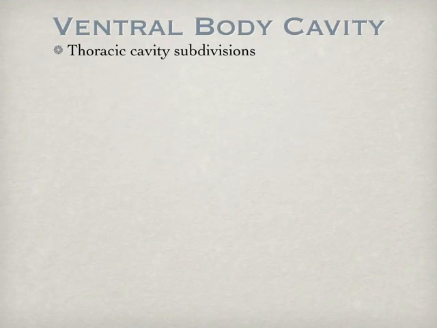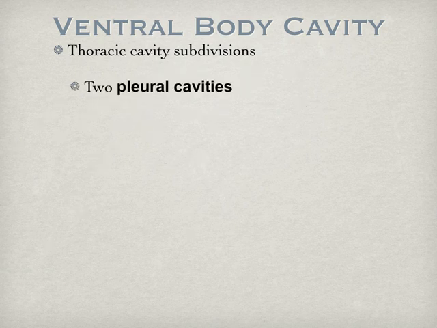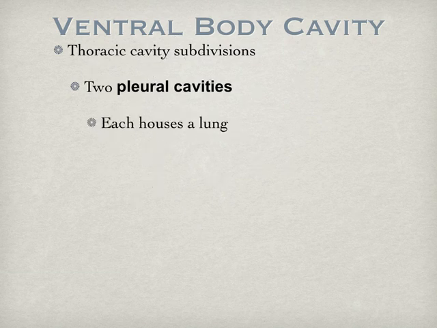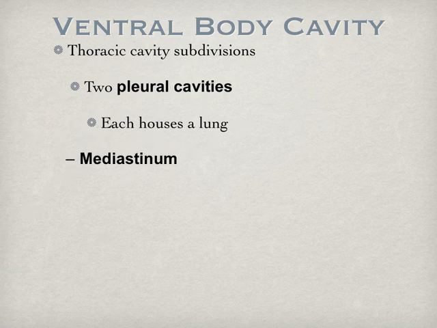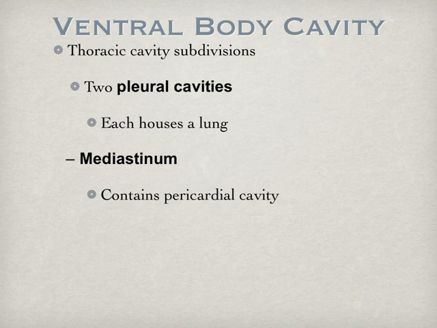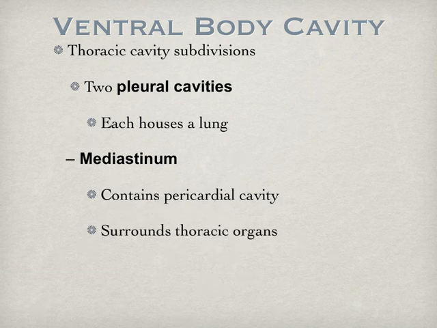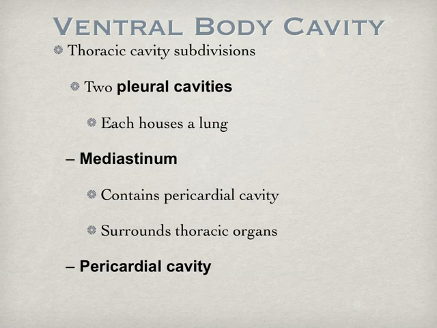The thoracic or chest cavity is divided into several separate subdivisions. You have two lung spaces or pleural cavities. Each one of those contains a lung. Of course, there's one for the right lung and one for the left lung. Between the two lungs is a space known as the mediastinum, where you find a space for your heart known as the pericardial cavity, surrounded by membranes, which we'll talk about in a few minutes. This is going to be surrounded by all of your other chest organs. The pericardial cavity is the space where you find your heart.